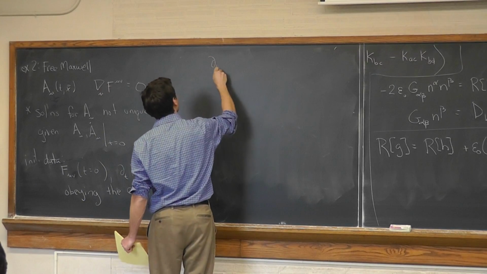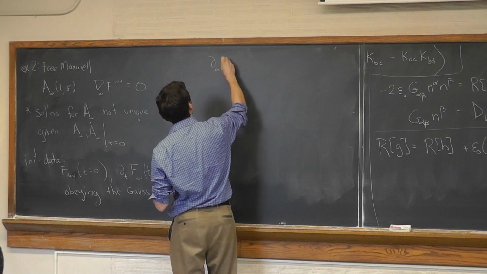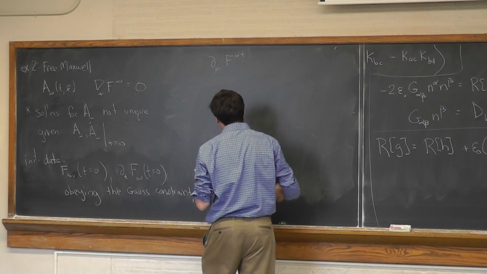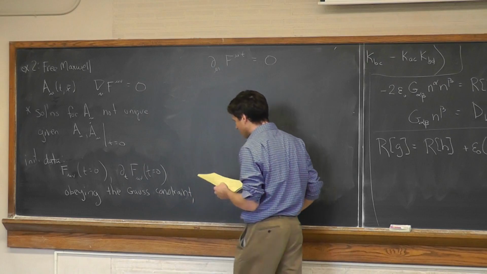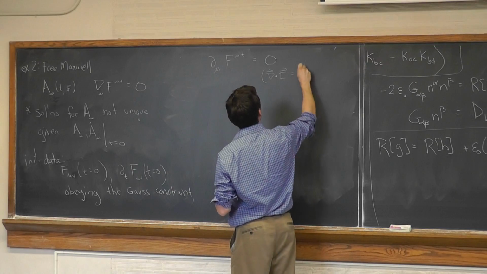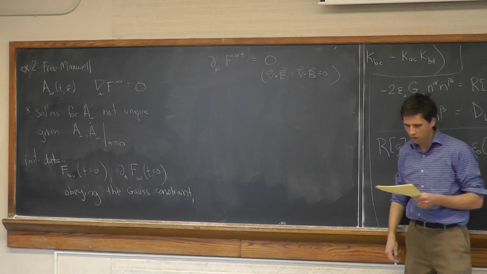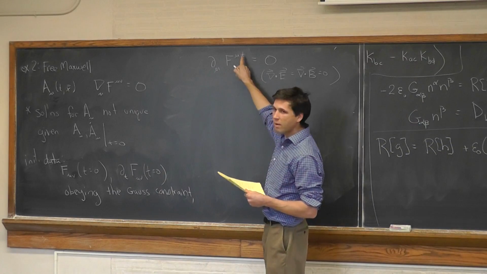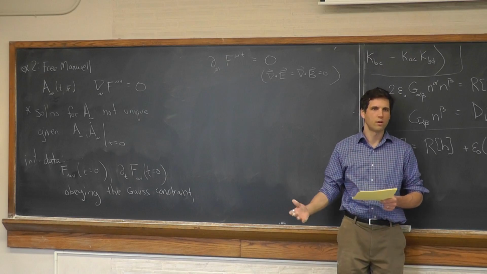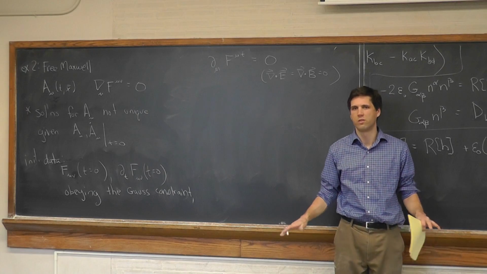Which, in terms of the Maxwell equation, is just the T component of the Maxwell equation. So that's ∂_μ F^{μt} is equal to 0. So this is divergence of E equals divergence of B equals 0 in ordinary vector notation. So the T component of the Maxwell equation is not a dynamical equation. It doesn't tell you how fields evolve. It tells you what fields you're allowed to start with.